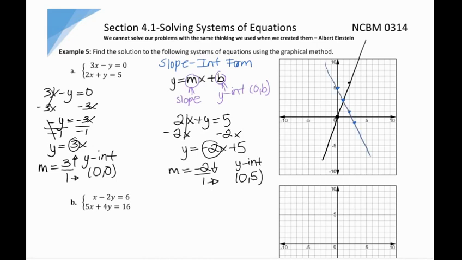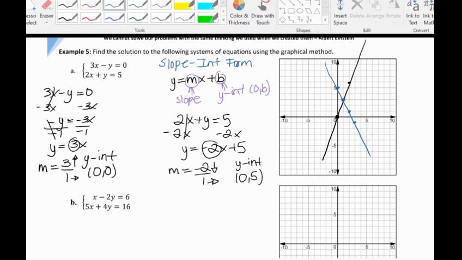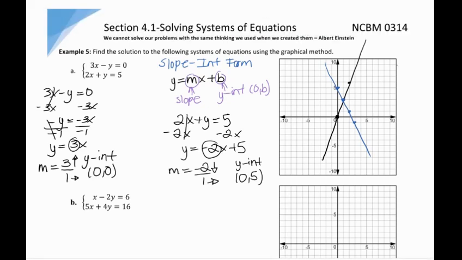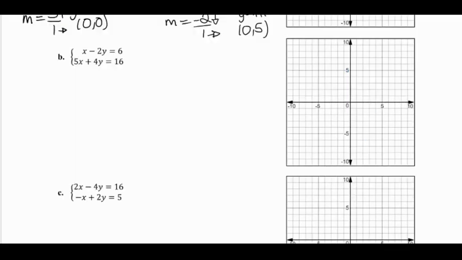Okay, so where my graph is intersecting, that's my solution. So here my solution is going to be 1, comma 3. For example B, we're going to use again the slope-intercept form. So remember, it has to look something like y equals mx plus b.